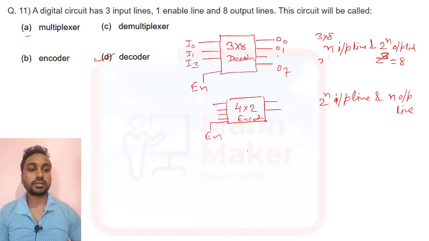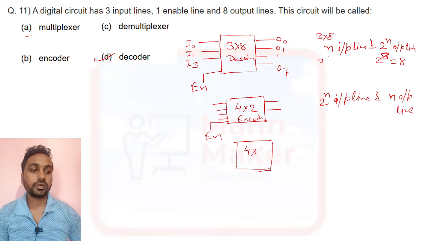Now if you talk about the multiplexer, mux, suppose it is a 4 into 1 multiplexer. Mux means many inputs and single output. So we have 4 inputs and 1 output, and the output will be decided according to the select line. So 4 inputs means 2 select lines will be there. If it is n select lines, then it is 2 to the power n inputs. Just remember this thing.